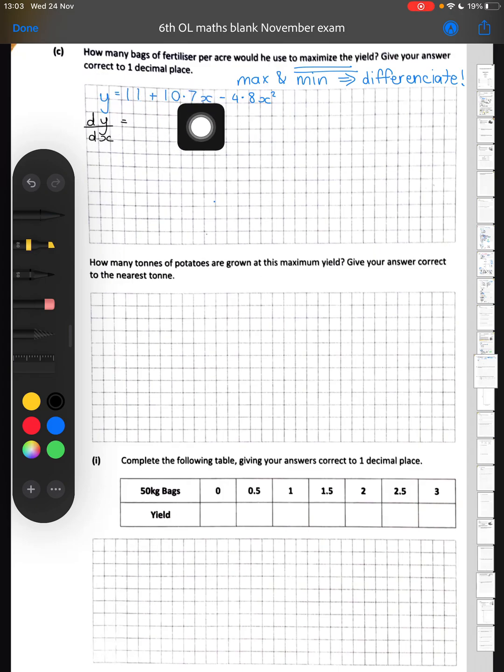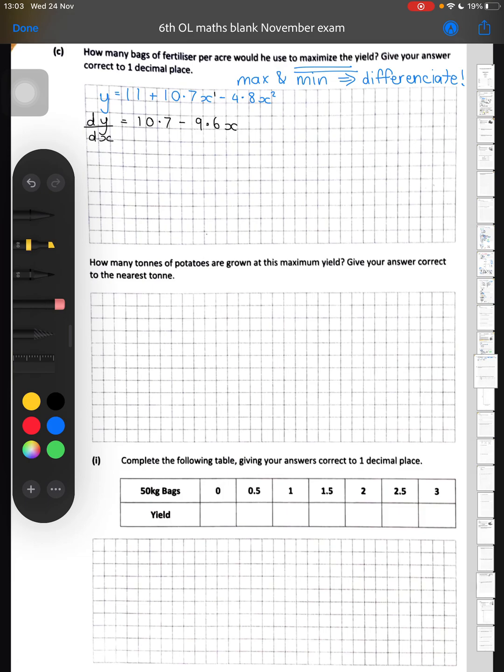Okay, so 11 is going to go to 0 because there's no x's there. 10.7x is going to be just 10.7. Remember what we're doing here is multiplying by the power. That one had a power of 1, and then we reduce the power by 1, so I would have an x to the power of 0, which we don't write down. And then here, minus 4.8 multiplied by the power of x. 4.8 times 2 is 9.6, and we reduce the power by 1, so it's just going to be x.